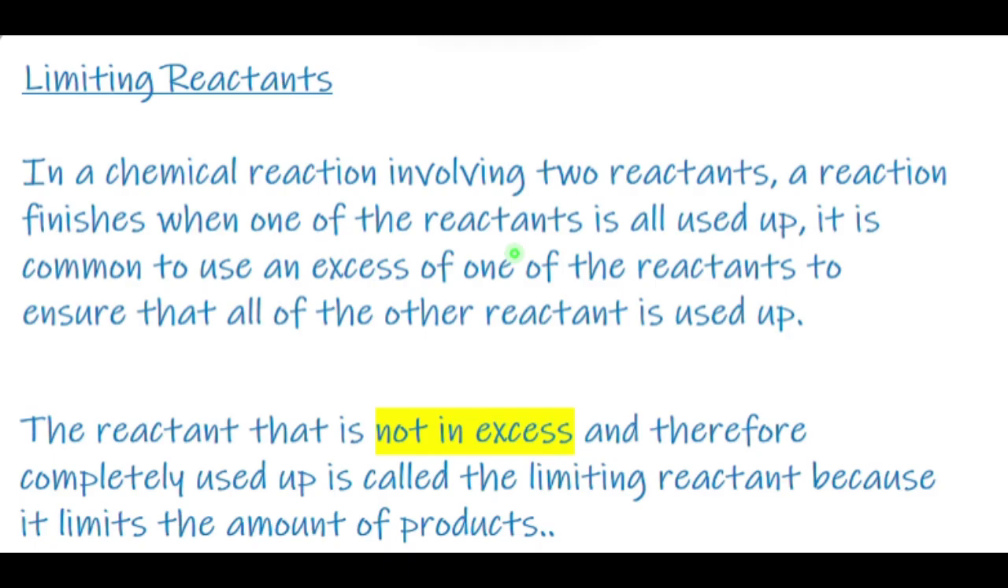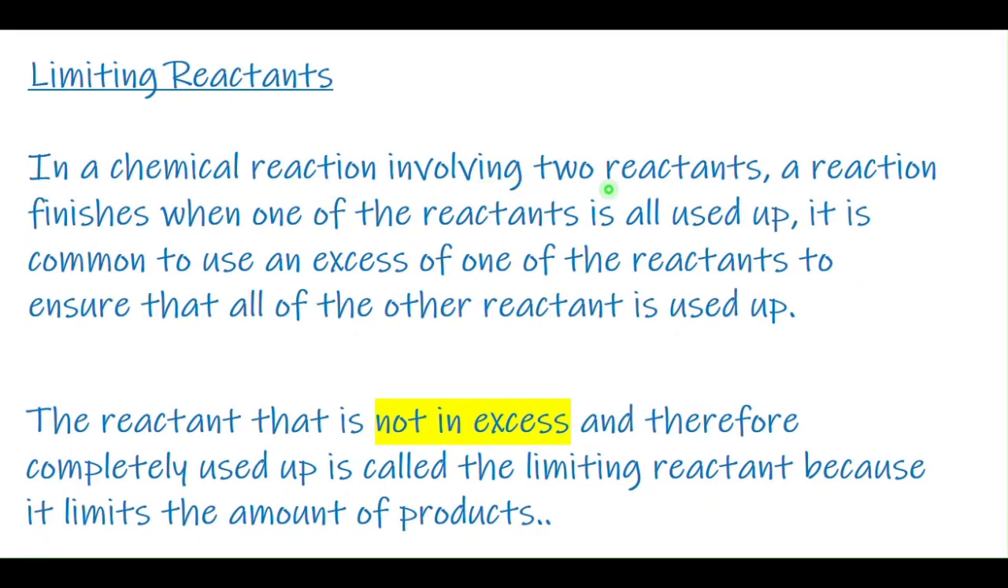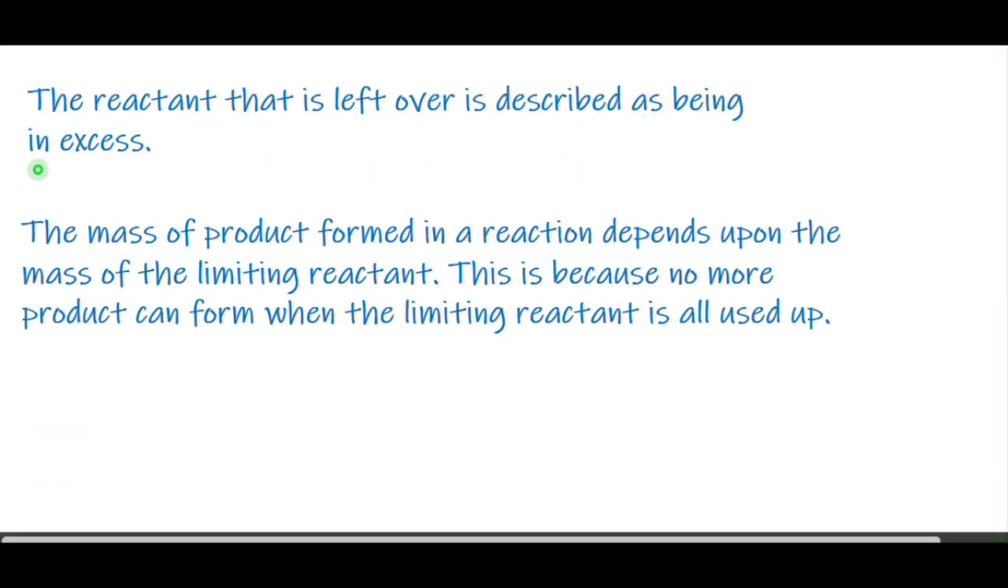Well, in a chemical reaction involving two reactants, a reaction finishes when one of the reactants is all used up. And it's common to use an excess of one of the reactants to make sure that all of the other reactant is used up. The reactant that is not in excess and therefore completely used up is called the limiting reactant because it limits the amount of the products that you can make. So, the reactant that is left over is described as being in excess.